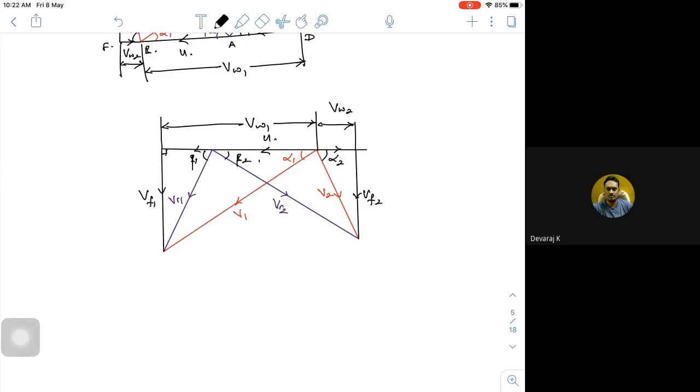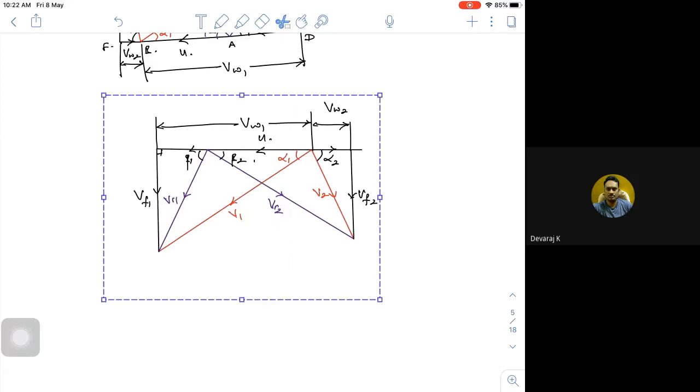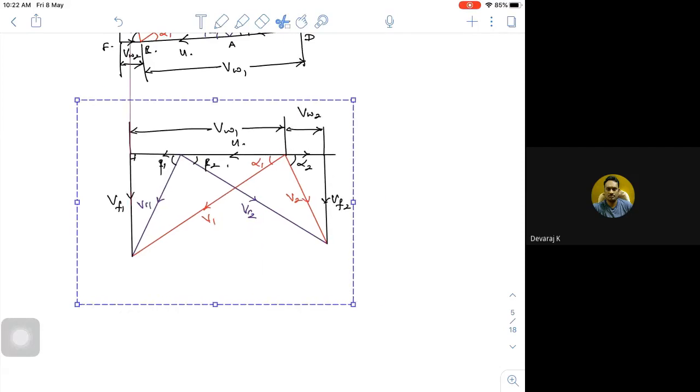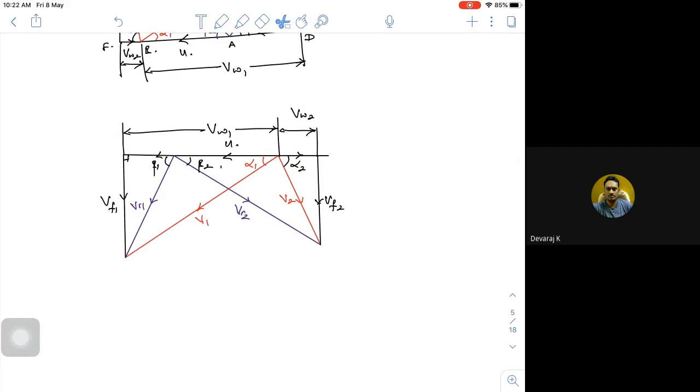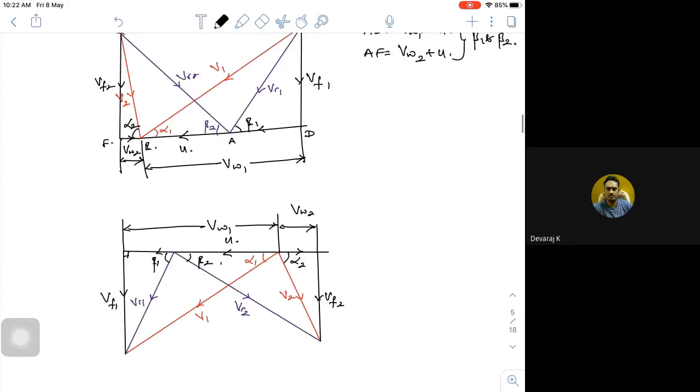So both my velocity triangles are fine. I can use both the velocity triangles for analysis. Both are fine for your steam turbines. It's a vector addition and vector subtraction is what we are looking at. I can use either this triangle or this triangle. So don't get confused that the first one is right, the second one is wrong. No, both the velocity triangles can be drawn for your steam turbine analysis.